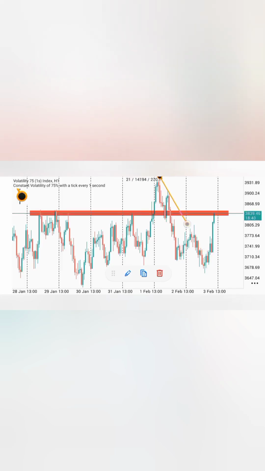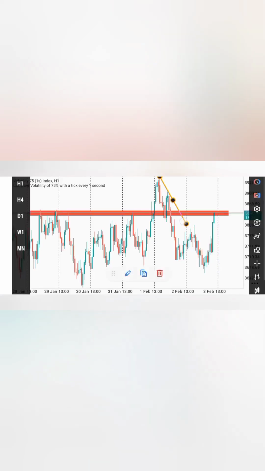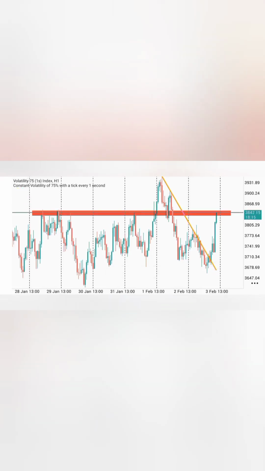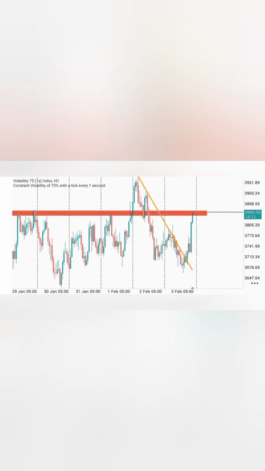So by that time, this is where the market would have been. All of this place would not have formed when I was doing this analysis. Is that not so? So I connect a counter trend. As the market keeps going down, I keep adjusting it. So I adjusted my counter trend to this point. Is that not so? Good.